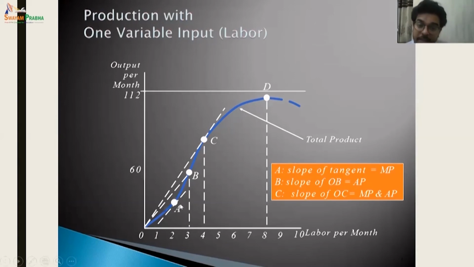So on this point A, this is my marginal product. On point B, this is not the slope. The slope will be something like this, which will not touch the origin. So on point B, this will be my average product.